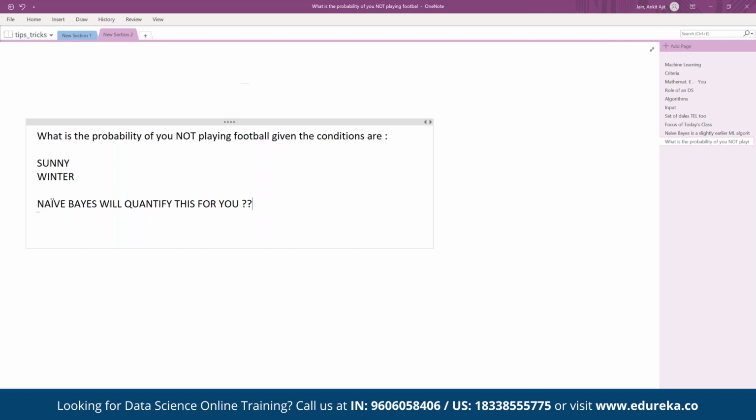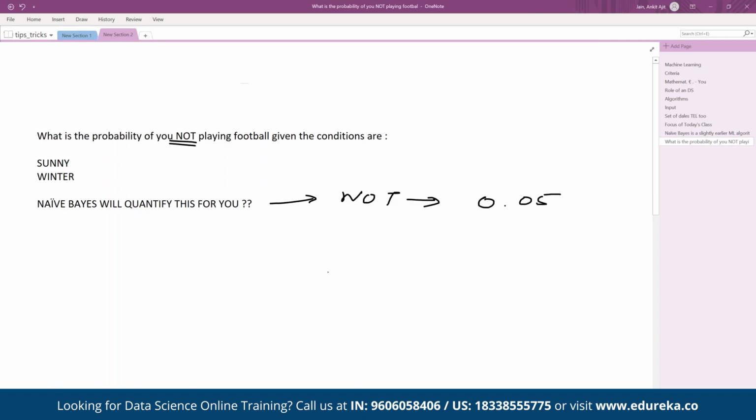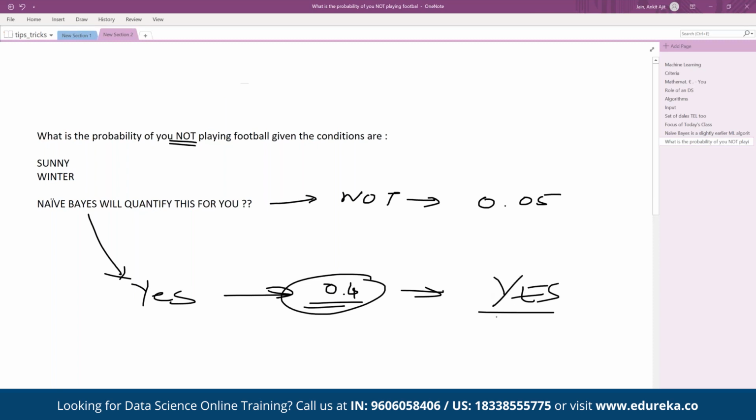Naïve Bayes will quantify this for us: hey boss, today you want to play football, what are the chances that you will not play football given it is sunny and winter? Suppose you quantify not playing and it comes out to be 0.05, and you can also use Naïve Bayes to see the probability of yes. Suppose it comes out to be 0.4. Who wins here? The yes wins, so you will classify it as yes. The whole point is understanding how Naïve Bayes can be used to quantify probabilities.